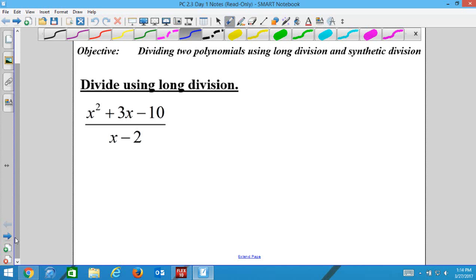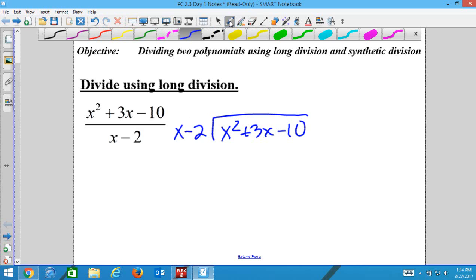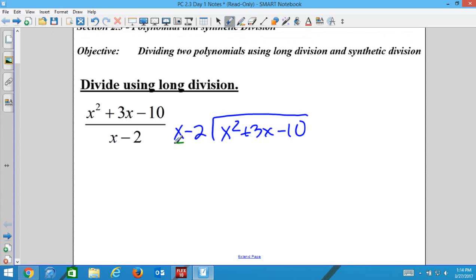So long division, let's see, where do we start? We go one of those guys and we put x squared plus 3x minus 10 underneath it. Outside we put x minus 2. Right? All right, then we're going to divide the first term into the first term.